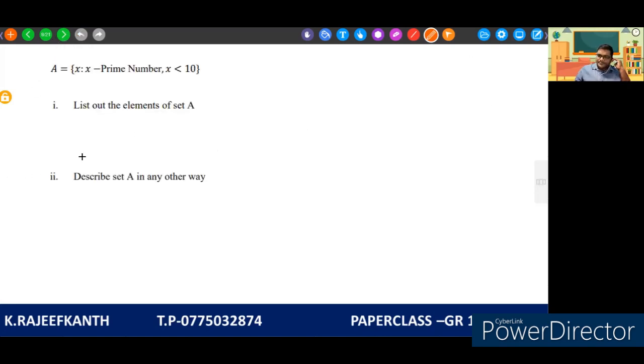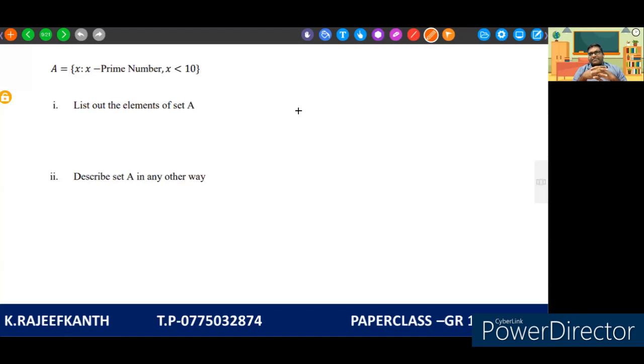Then next one. Here A is equal to x, x is a prime number, x less than 10. Here they have represented this set in the set builder notation, or set builder method. So the first one is list out the elements of set A. And the second one, describe set A in any other way. Now we have to describe that set A.